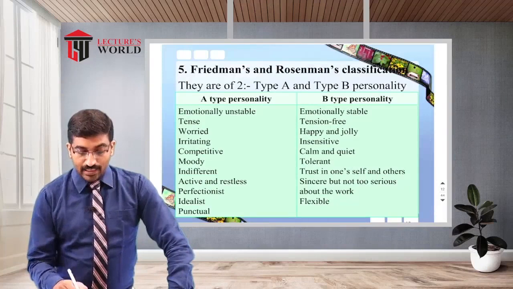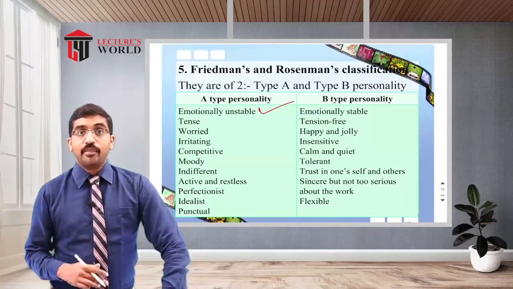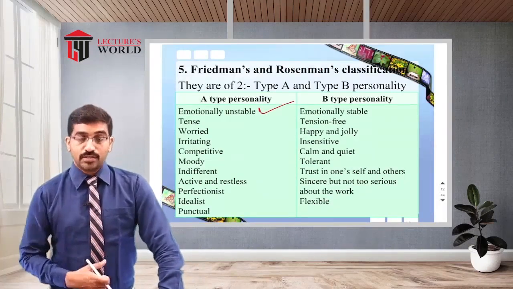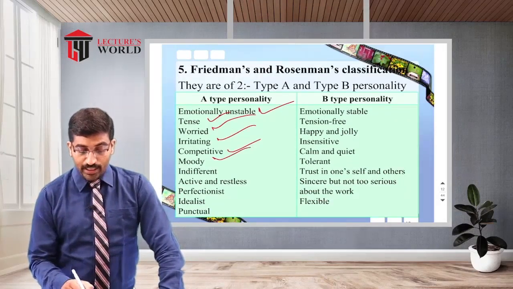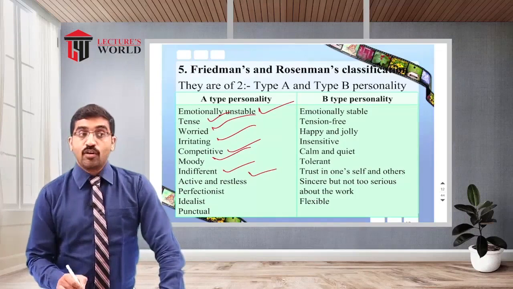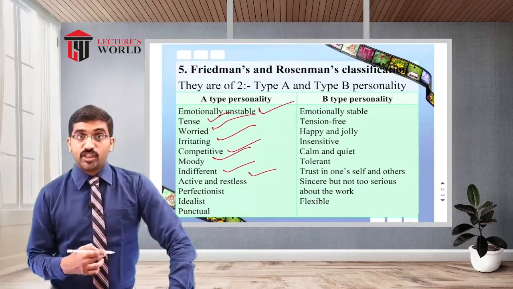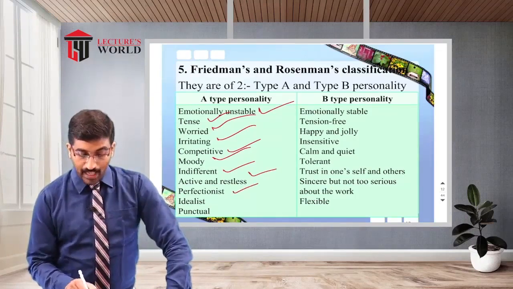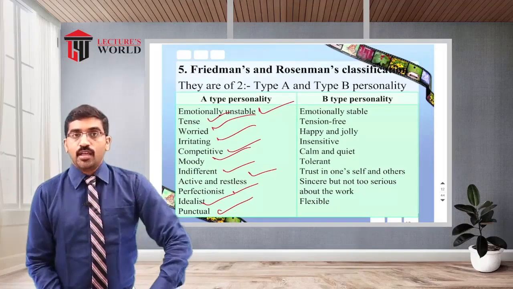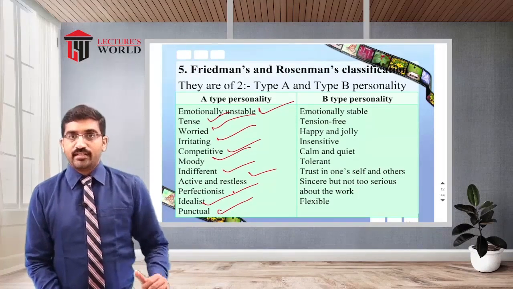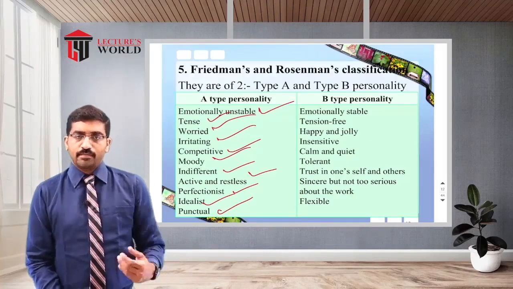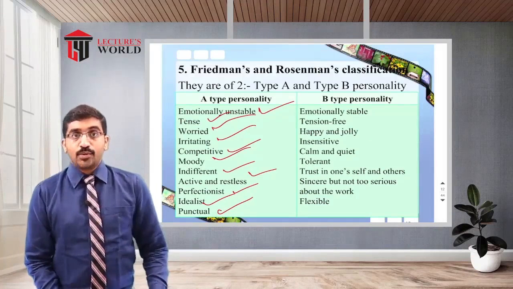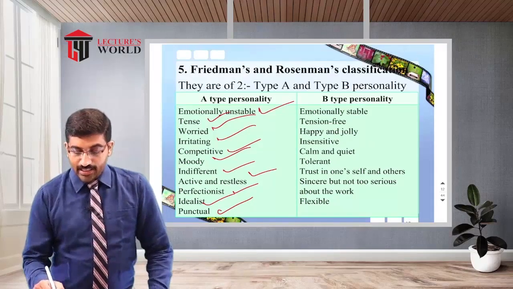Type A personality is like emotionally unstable. You have many people, sometimes we also belong to such a character: tension, worry, irritating, competitive, moody, indifferent, active or restless. They want everything to be perfect, idealist, and punctual. They are on time, they do every work on time, and they are very ideal people. They work on that. So some good qualities are also there to achieve their goals.